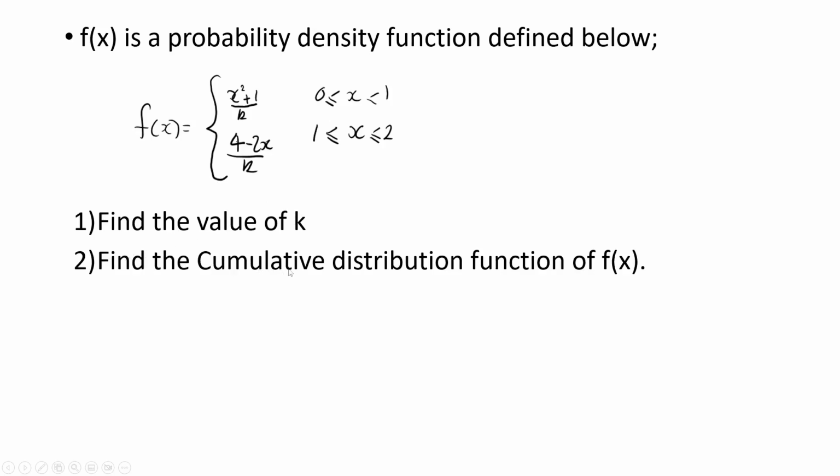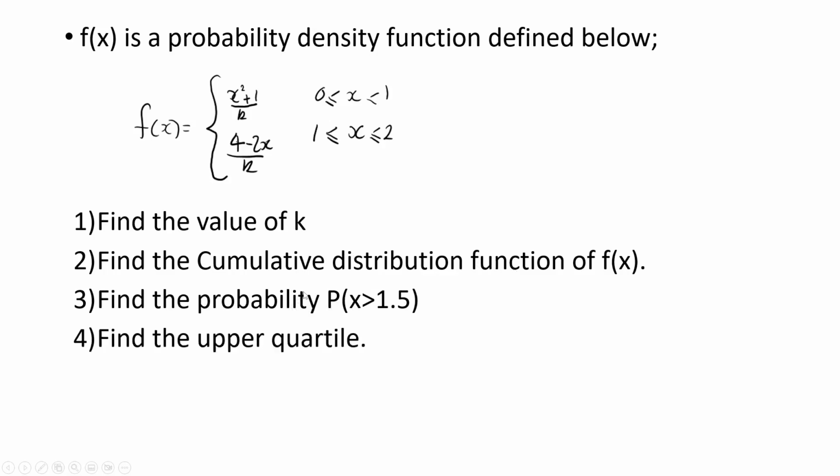And then we're going to find the cumulative distribution function of f of x. Then we'll find the probability where x is bigger than 1.5 using the cumulative distribution function. And number 4, we're going to find the value of the upper quartile.